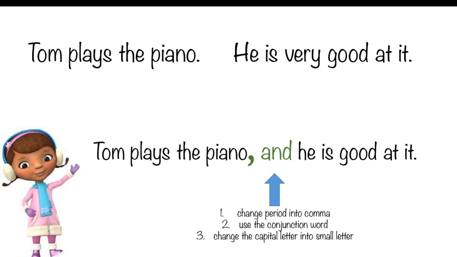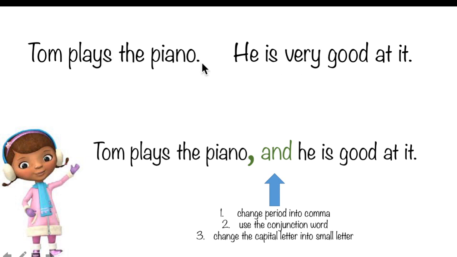When you join the two sentences together, you need to follow these 3 steps. Step number 1, you will change the period into a comma. Then step number 2, use the conjunction word and, but, or. And step number 3, you have to change the capital letter of the first word in the second sentence into a small letter, and you have a compound sentence.